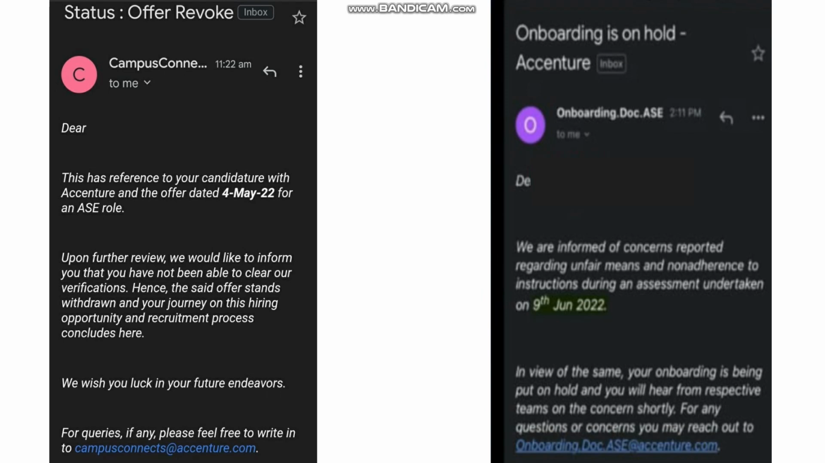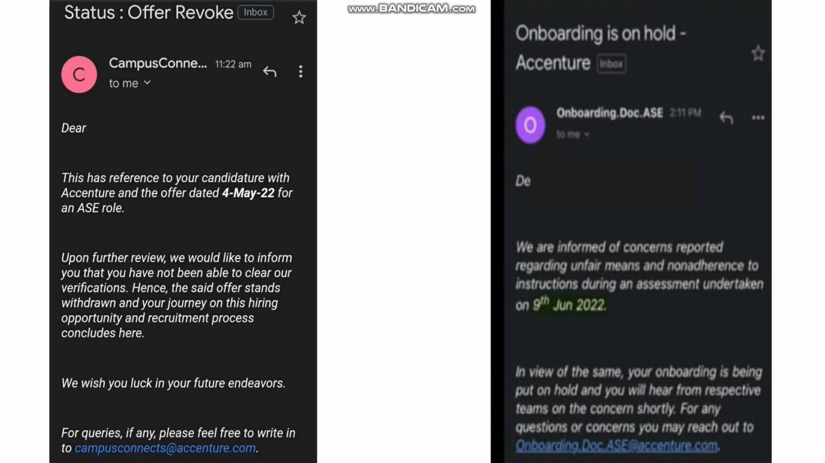As you can see over here, there are two different mails for two different reasons. One is they are directly rejecting the candidate, that is terminating the candidate. Second is they are putting the candidate on hold in order to verify with their seniors or the team whether you have really cheated or not. So these are the two main reasons why they are doing this.